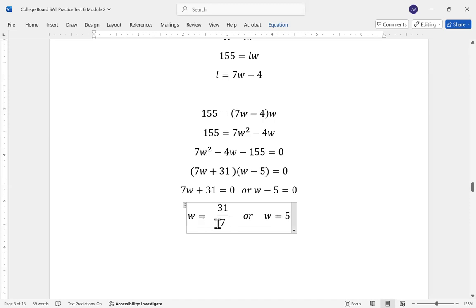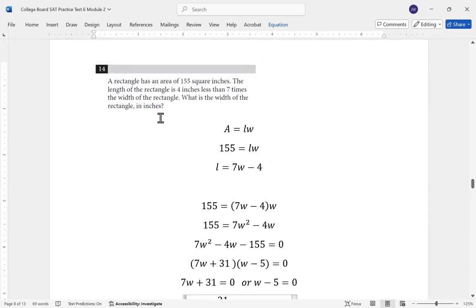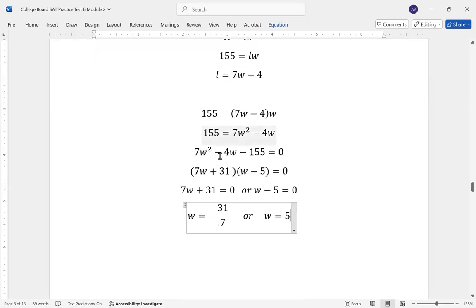Now, negative 31 over 7 does not work for a width. A width can't be a negative number on an actual rectangle. And therefore, what's the width of the rectangle in inches? The only number that works is W equals 5. So get rid of this one that doesn't make sense. And W equals 5, width equals 5 is the final answer.